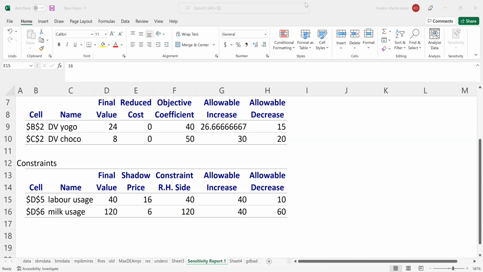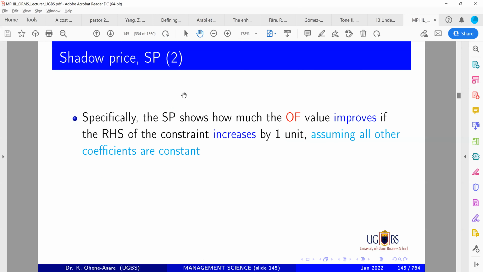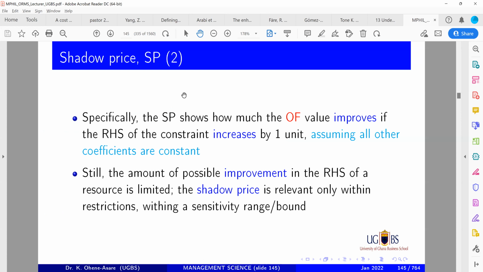Now, let's go to some deeper shadow price questions. Because if you can understand this principle of shadow price, then you should be able to understand some other interesting things. Okay, so let's take some things, but I need to make some point clear.